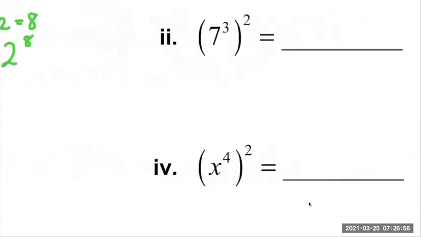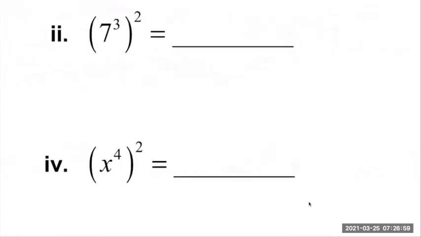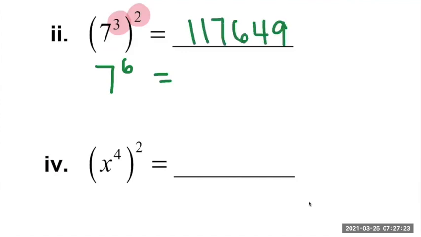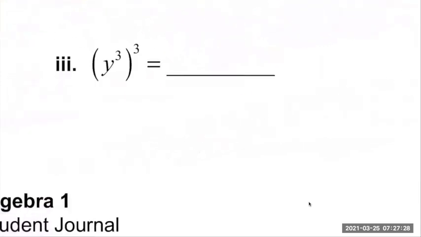Let's try this on the next one. So I'm going to try my rule. I'm going to take 2 times 3. So now I have 7 to the 6th power. And again, this is not one I expect you to know. Because it gives me 117,649. All right, let's go to the next one.